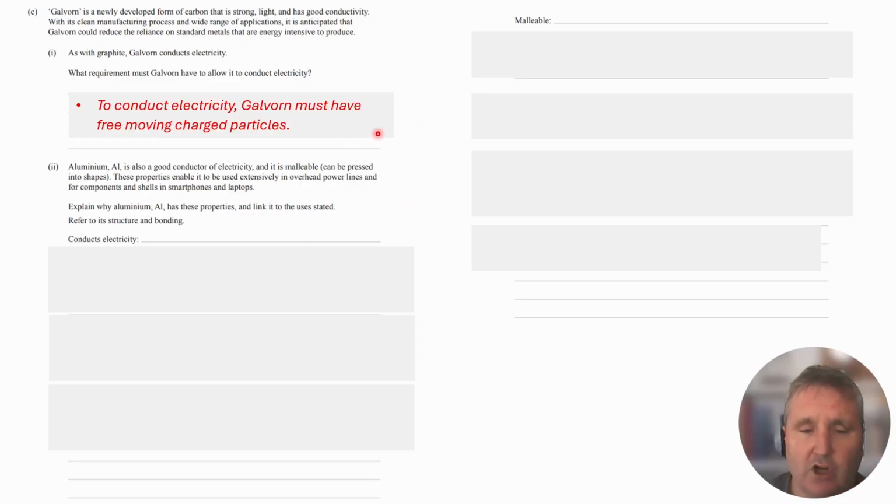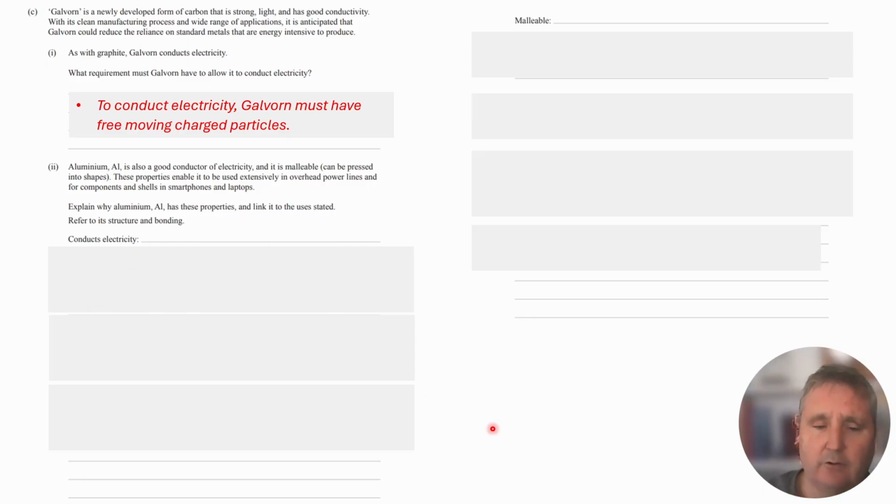Free moving charged particles most likely delocalize electrons because it's similar to graphite. Now, aluminium is also a good conductor of electricity and is malleable, can be pressed into shape. These properties enable it to be used extensively for overhead power lines and for components in shells of smartphones and laptops. Explain why aluminium has these properties and link it to the uses stated.